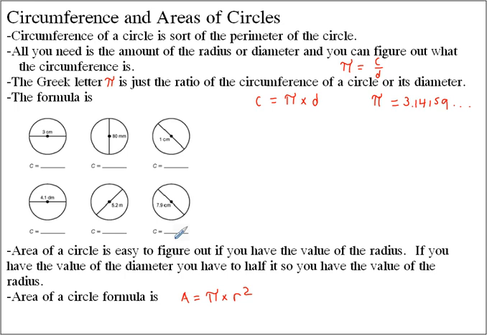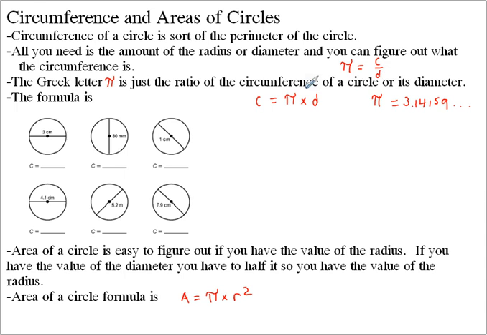So we have to come up with a formula that's a little bit complex, or at least it seems complex, but it's actually pretty easy. All you need to do is know the amount of the radius or the diameter, and then you can figure out what the circumference is, because there's this magic number. It's called pi. And pi is equal to the circumference over the diameter.